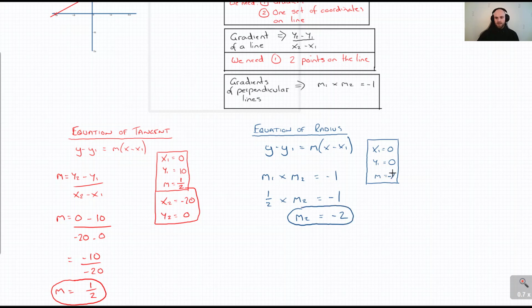So in this box, I'm just going to put that in right there. We have the gradient of minus 2 and the coordinates of 0, 0. So y minus y1, well, y1 is 0, so it's going to be y minus 0 equals, m is going to be minus 2, x, and then we're going to have x minus 0 for x1. So it's going to be y equals minus 2x, and then we have this minus 2 multiplied by 0. Minus 0 is going to be nothing, so we're just going to leave it like this.